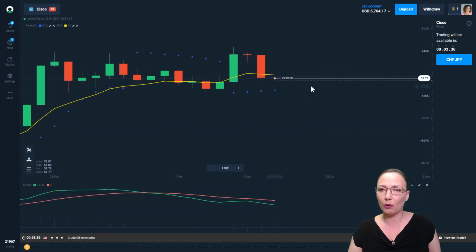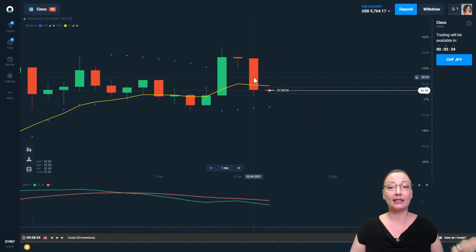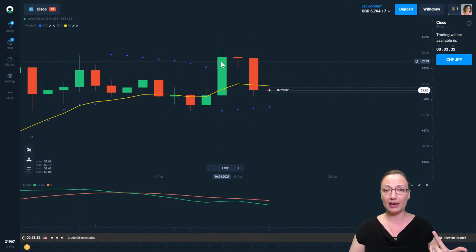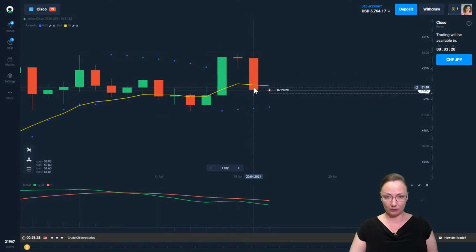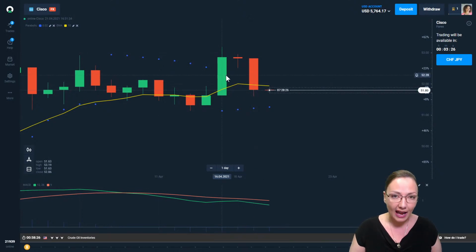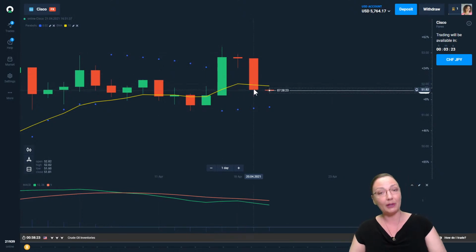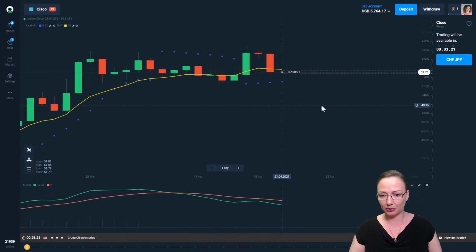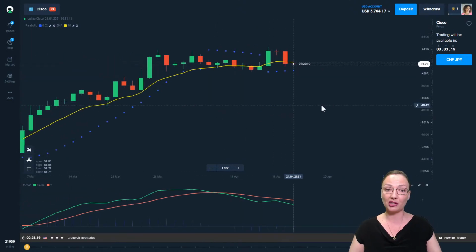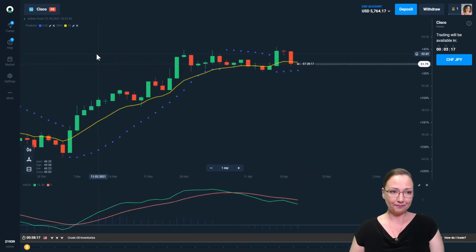On Cisco, what I wanted to say is that this is an evening star. So we have a bullish candle, a small body candle for indecision, and then we have a red candle that closed at least at the halfway point and beyond, but within the first candle. So this is also going to be interesting to watch for the downside.